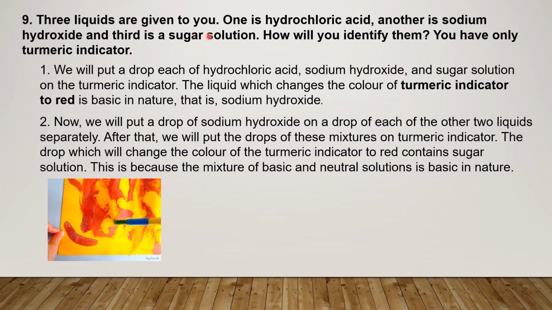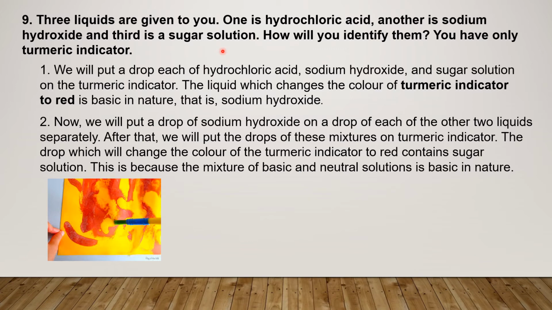So the question is, three test tubes are there. In the three test tubes, one is hydrochloric acid, one is sodium hydroxide. Hydrochloric acid is an acid, sodium hydroxide is a base, and sugar solution is neutral. And these three have the same color. They are colorless. So we cannot identify them using their colors. So how can we identify them?